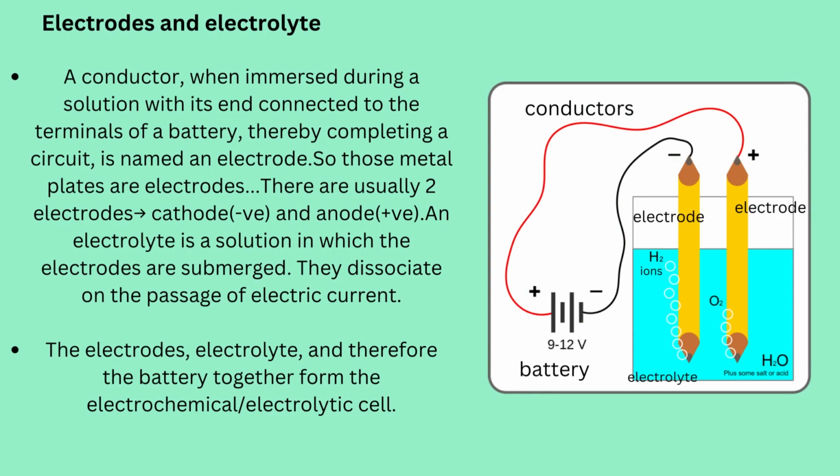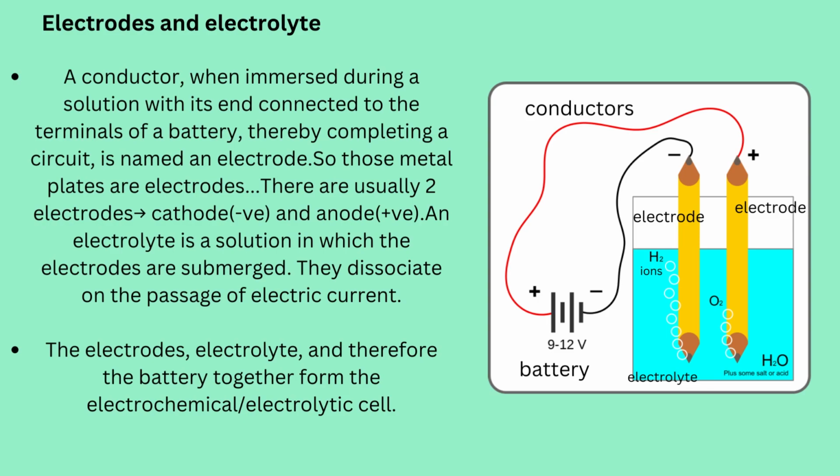A conductor, when immersed in a solution with its end connected to the terminals of a battery, thereby completing a circuit, is named an electrode. So those metal plates are electrodes. There are usually two electrodes, cathode, negative, and anode, positive.